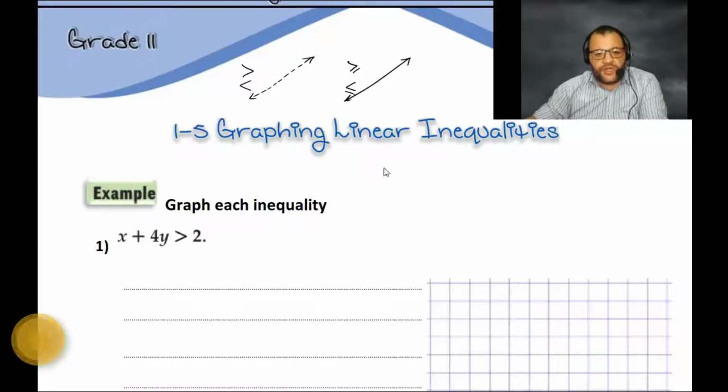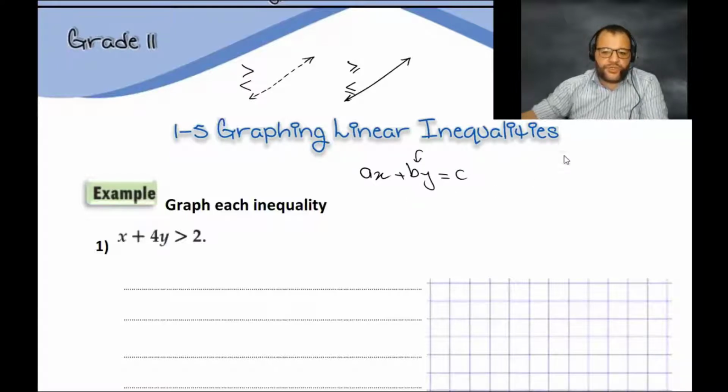So we have two types of linear inequality. The first one can be written in standard form, which is ax plus by equals c. We need to write it as a linear equation, or y equals mx plus b. If the equation is written in standard form, to graph it you need to use the x-intercept and the y-intercept. To find the x-intercept, just let y equal 0. To find the y-intercept, let x equal 0.